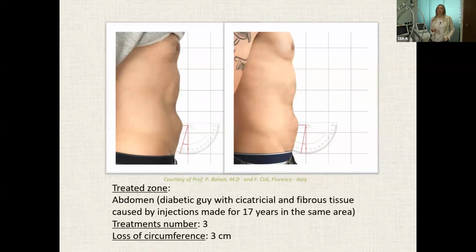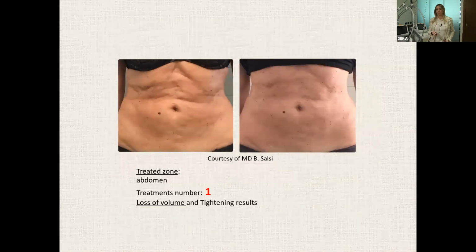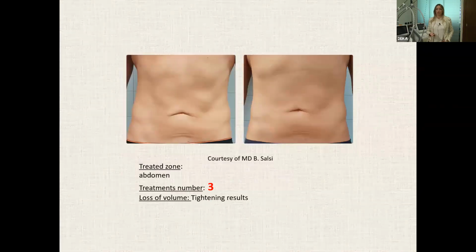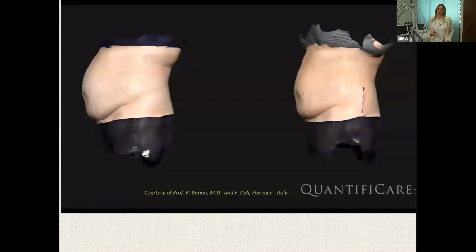Another case is a diabetic guy, and he made injections for all his life over the same area, in the belly area. So he had a very strong and cicatricial tissue in that area. And with 3 sessions, we obtained that the tissue became softer and even a fat reduction. Very lean patient after one treatment. So you see that even for that kind of patient, you can obtain results for sure, decreasing the parameters because they cannot tolerate.